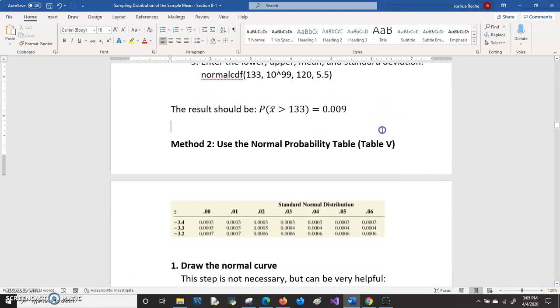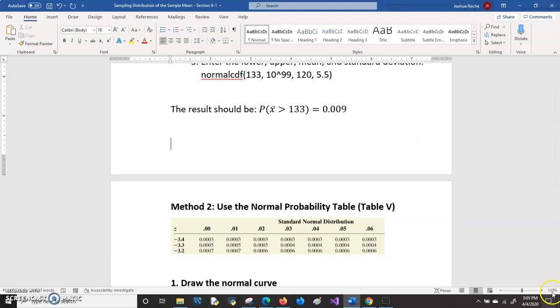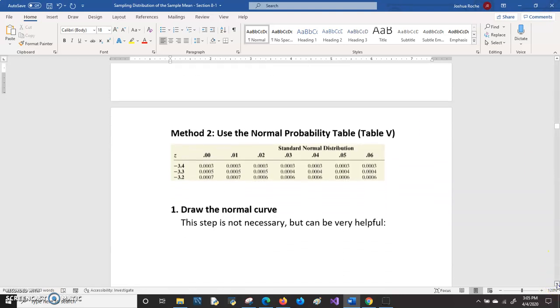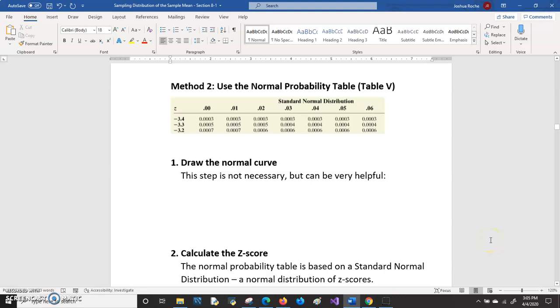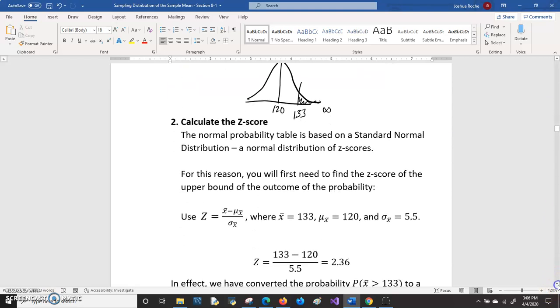So the other way to work this out is to use table 5. And again, if you were doing it this way, it still helps to draw out that curve. We want to calculate the z-score using that z-score formula. This time our x bar is 133. Plug in all the numbers and we'll get 2.36.